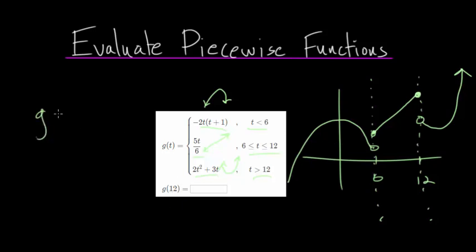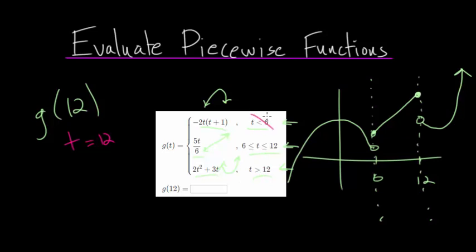And we want to figure out what g of 12 is. Now, for actually solving these problems, the trickiest part is figuring out which of these three functions you plug 12 into. And that's where we have to look at the domain. So t in this case is 12. So we need to figure out, where does t equals 12 fall in? Is it this one, or this one?